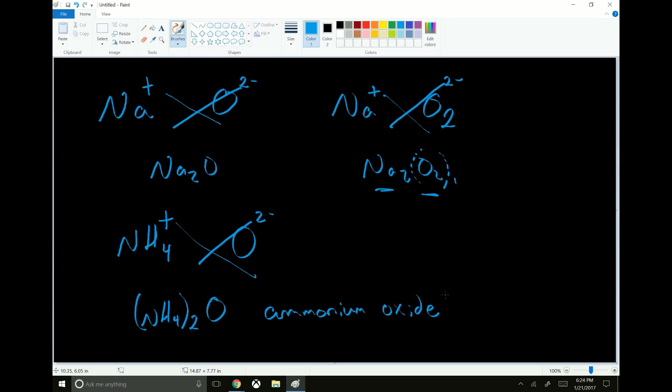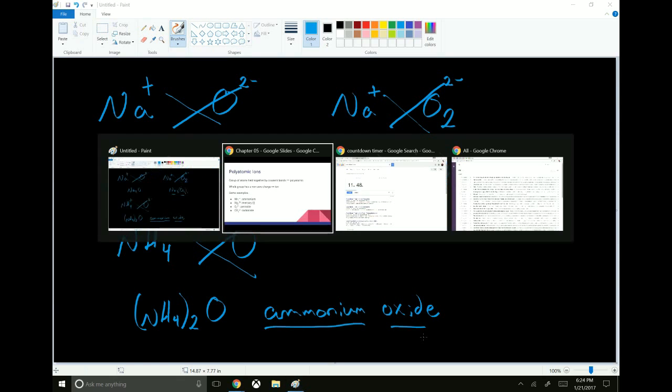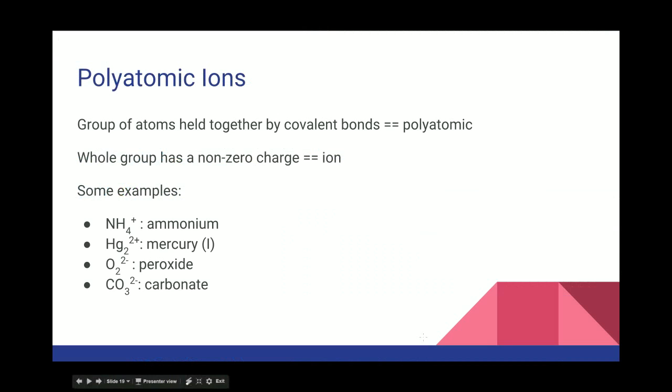So naming things with polyatomic ions is pretty much the same as with regular ions, except that you use the name of the polyatomic ion regardless of where it occurs. So if it's a polyatomic cation, then it goes in front. If it's a polyatomic anion, then it goes in back. And either way, you would just use the name of the polyatomic ion. And so our last one is carbonate.